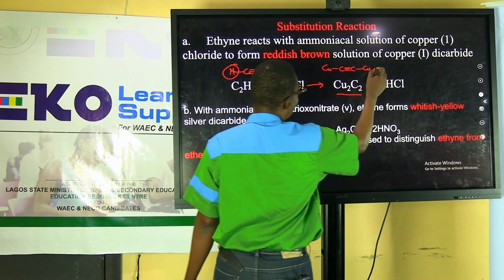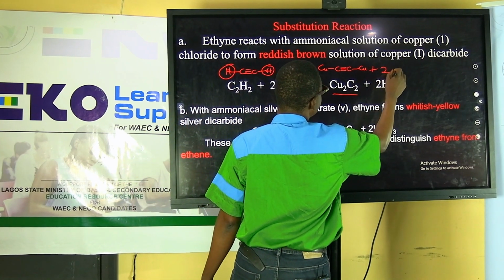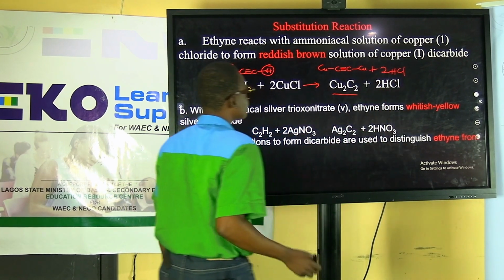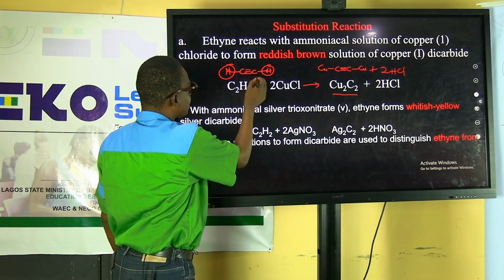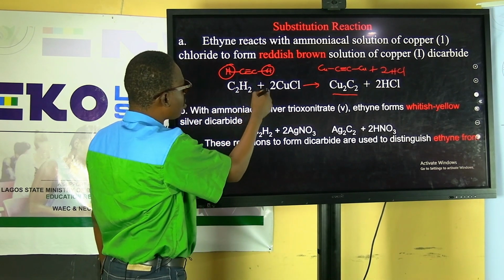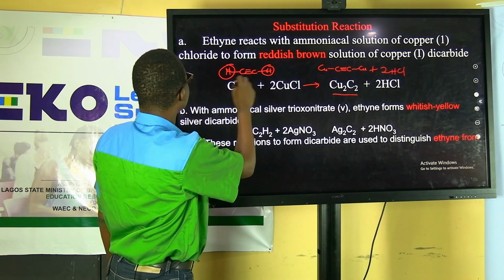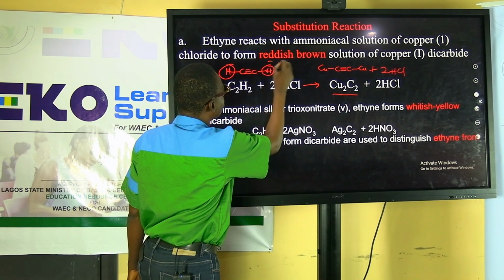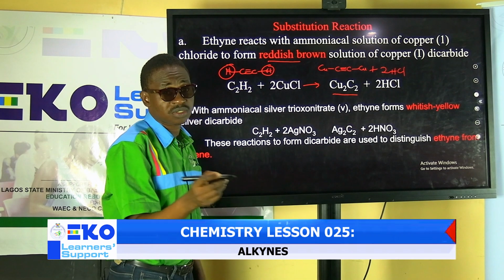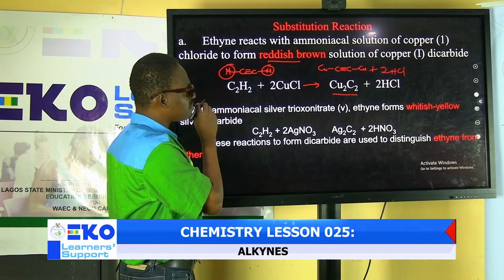With the production of 2HCl. So what has happened here? It has gone to turn the solution to what? Yes, it has gone to turn the solution to reddish brown. So it's very, very important.